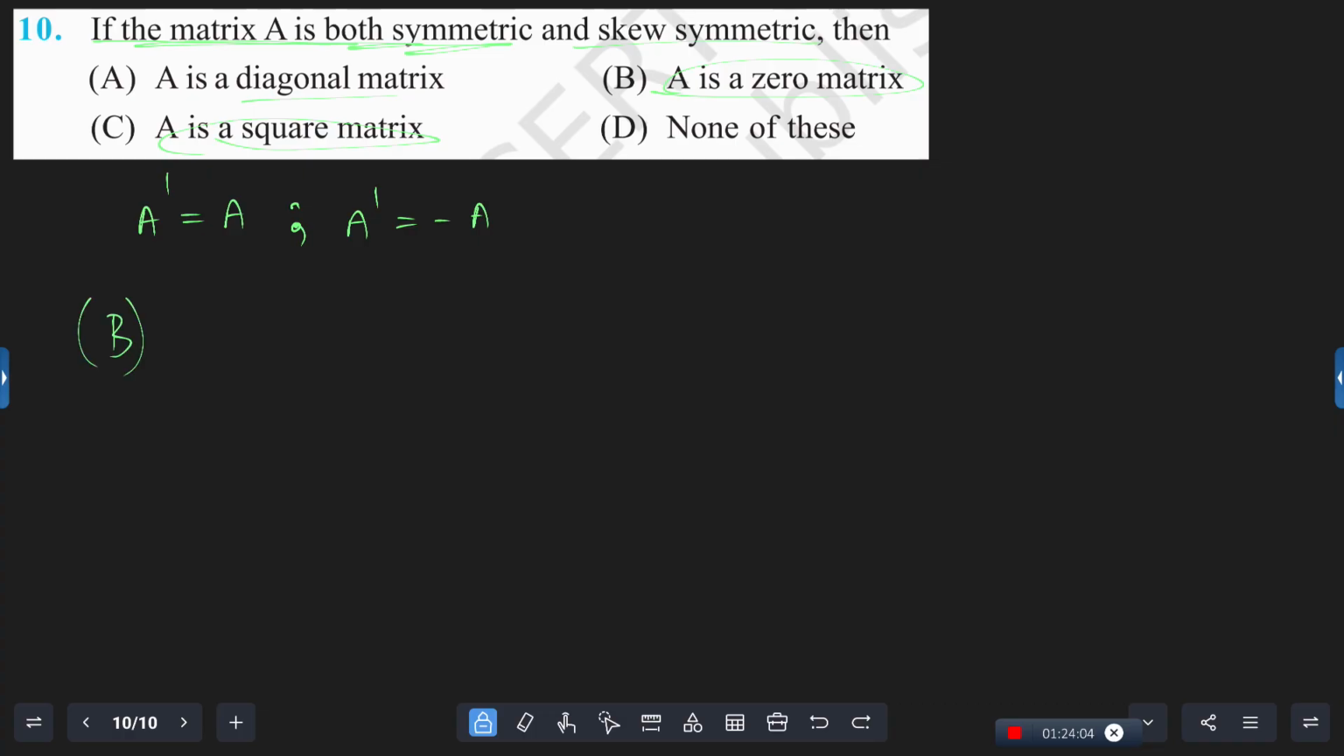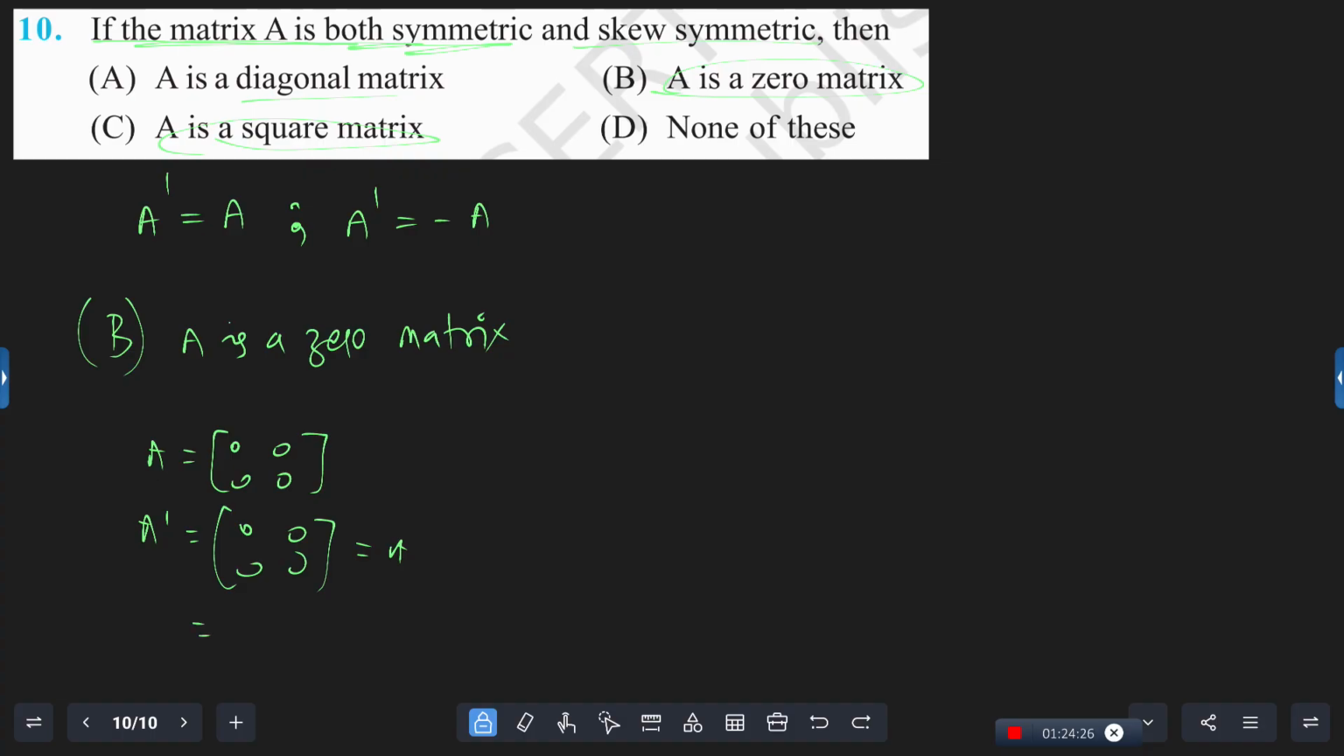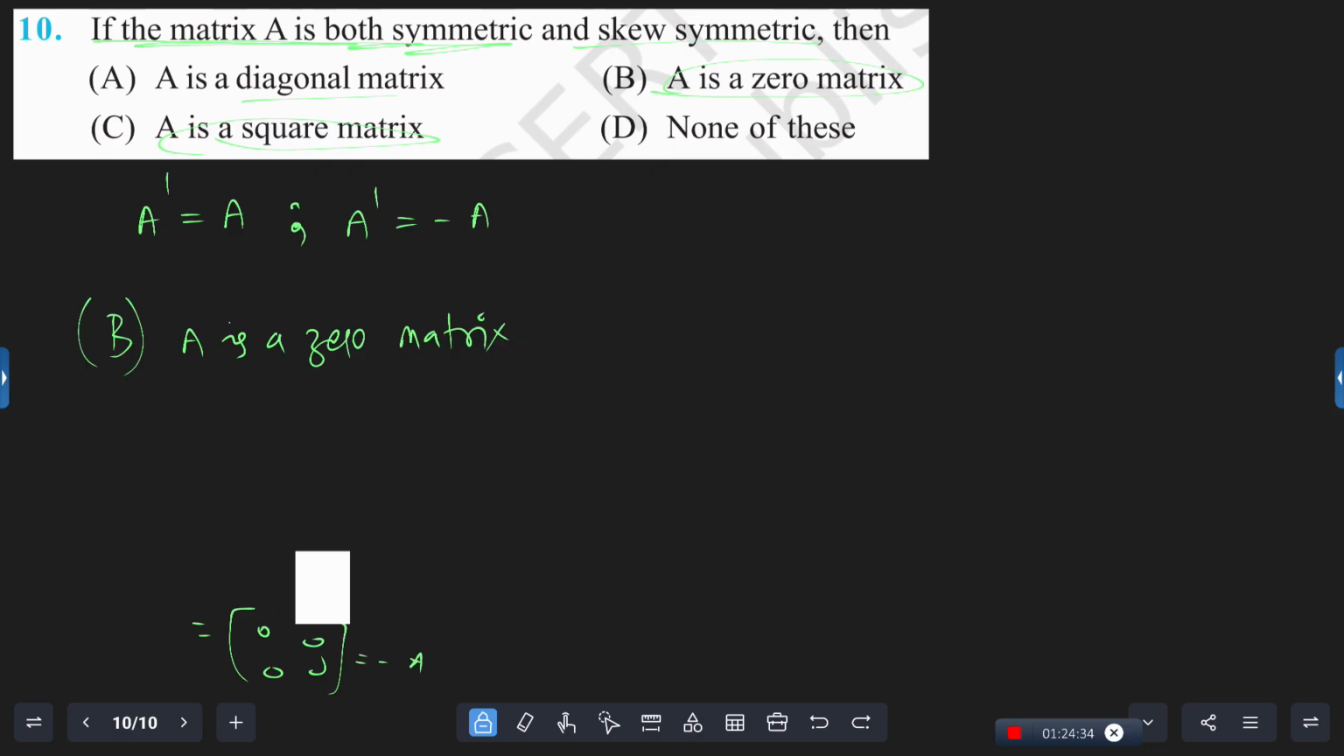If you give 0, A is a 0 matrix, in the sense that whatever you multiply by a negative, it stays the same. Suppose A is a 2 by 2 matrix of 0, 0, 0, 0. If I take the transpose, again 0, 0, 0, 0. This I can write as A. If I multiply the matrix by negative, minus 0 is also 0, so we can write minus A also. It never changes. So only the 0 matrix will be both symmetric as well as skew symmetric.